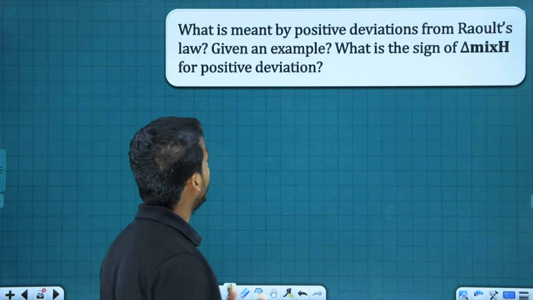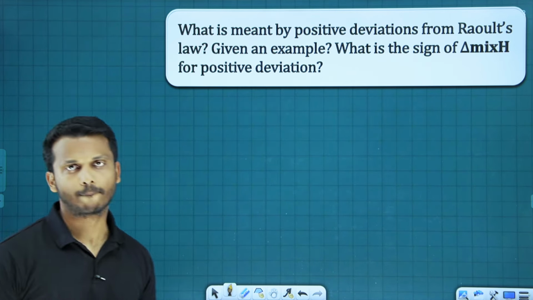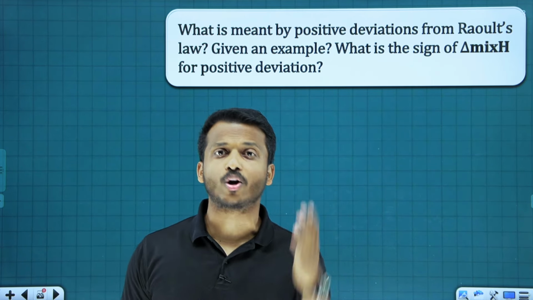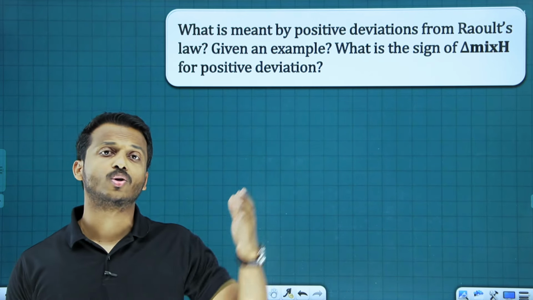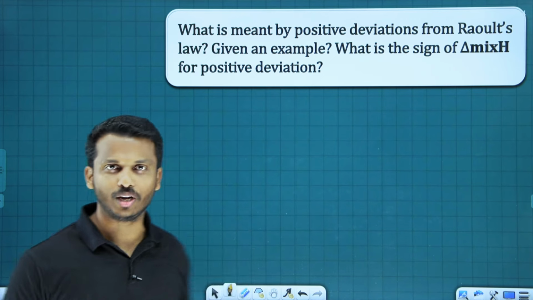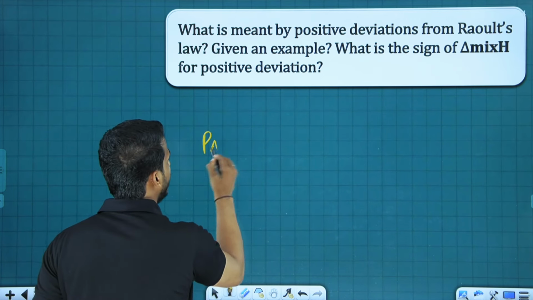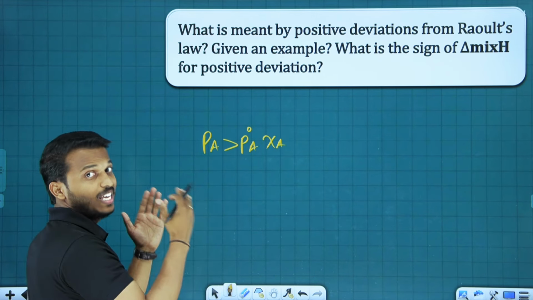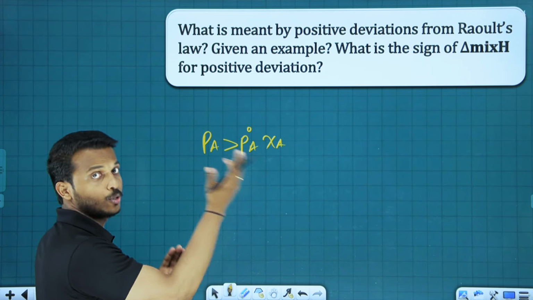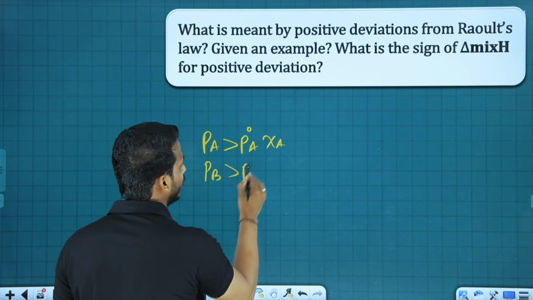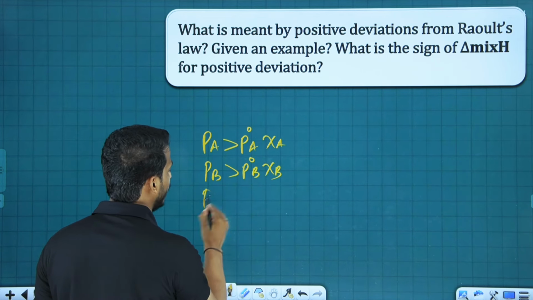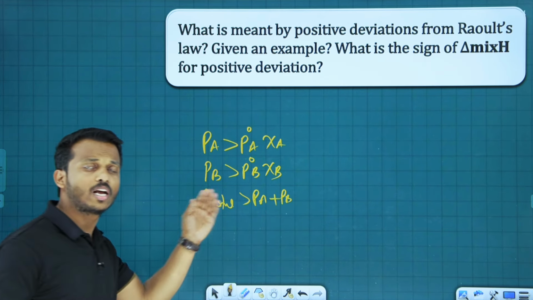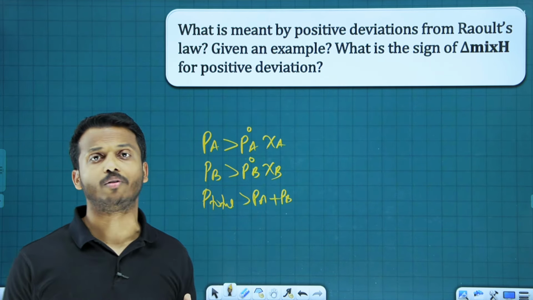What is meant by positive deviation from Raoult's law? Those solutions which do not obey Raoult's law are called non-ideal solutions. Non-ideal solutions we split into positive and negative deviation. Positive deviation means PA greater than P naught A into chi A as per Raoult's law. If they deviate like this, then it will be positive deviation. Similarly, PB greater than P naught B into chi B. Similarly, P total is greater than PA plus PB.